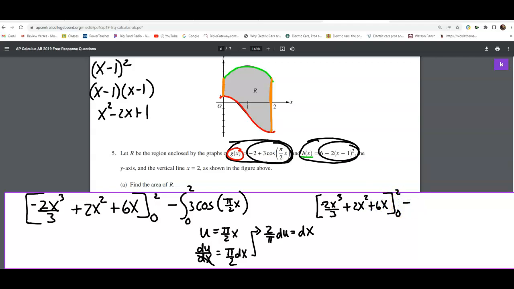All right, so if I do my integration, I'm going to take that 3 out of the integral. I'm going to replace the pi over 2 x with u, and I'm going to replace the dx with 2 over pi du. We can also take this 2 over pi du out and multiply it by the 3. So that's going to give me the following.